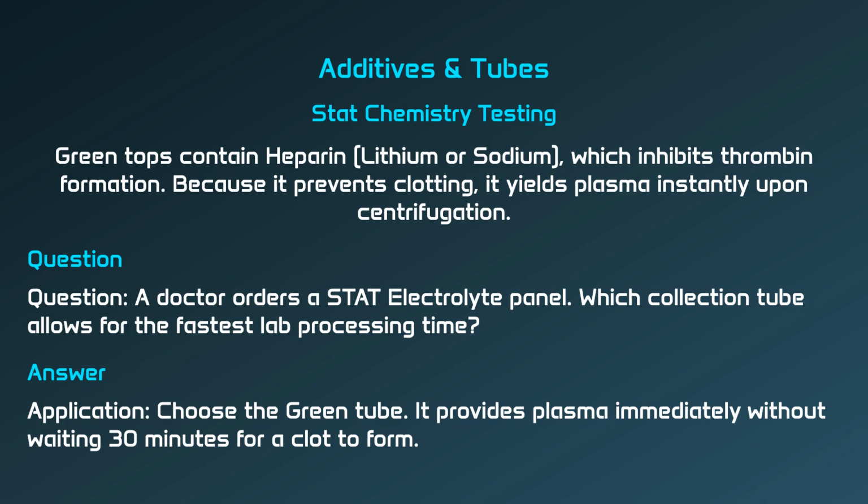Question: a doctor orders a stat electrolyte panel. Which collection tube allows for the fastest lab processing time? Answer. Application. Choose the green tube. It provides plasma immediately without waiting 30 minutes for a clot to form.